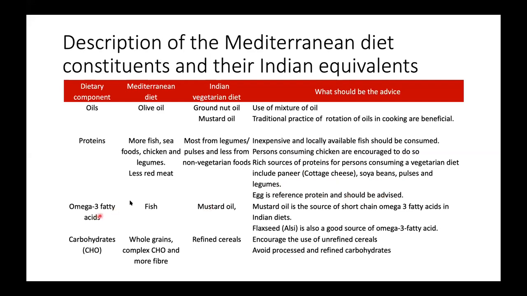Regarding the source of omega-3 fatty acid, they were having fatty fish. What we commonly have is mustard oil. The mustard oil has short chain fatty acids in the Indian diet, and we can advise that flaxseed, that is alsi oil, is a good source and should be encouraged to be used in Indian cooking.